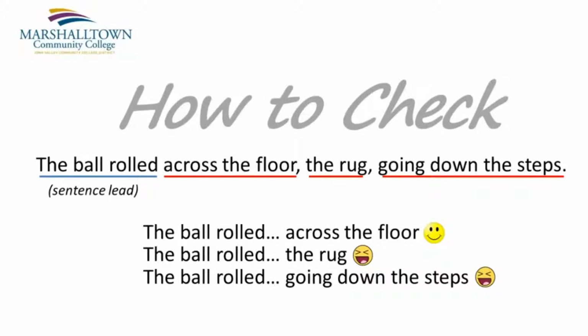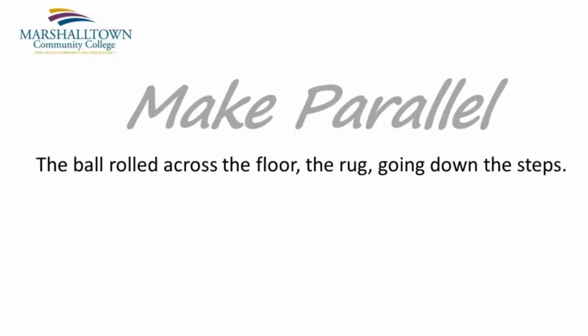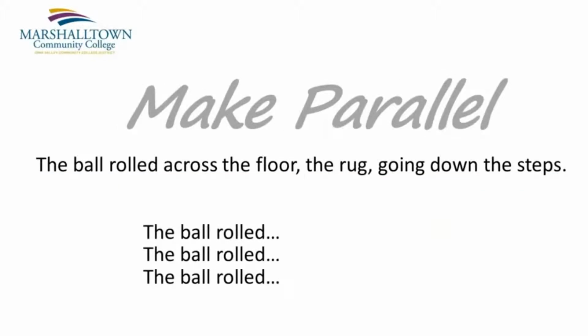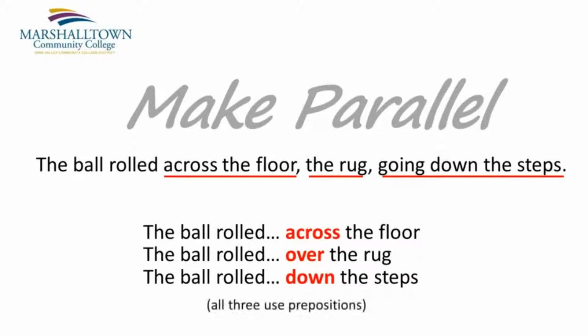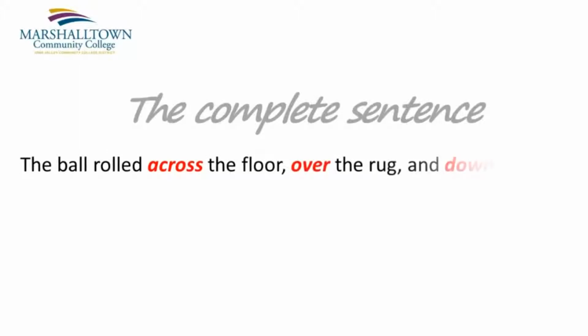In this example, the first item sounds fine to me. However, the second and third items do not. And that's because they're missing a preposition. So let's rewrite the phrases using prepositions and see how they sound. The ball rolled across the floor. The ball rolled over the rug. The ball rolled down the steps. That sounds much better. Now let's put the sentence back together and see how it sounds. The ball rolled across the floor, over the rug, and down the steps.